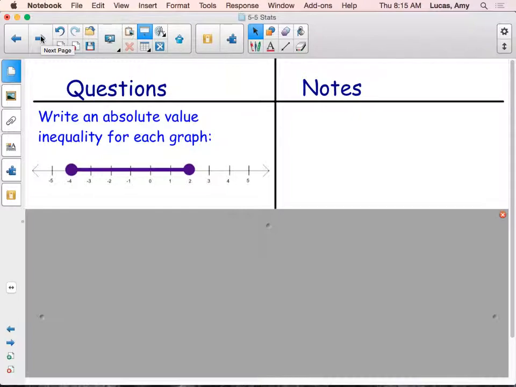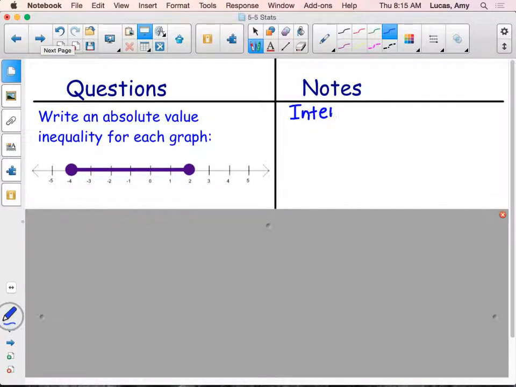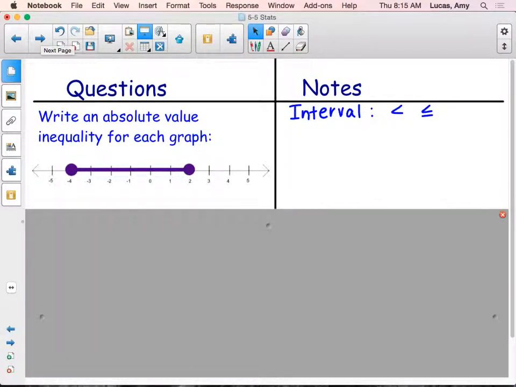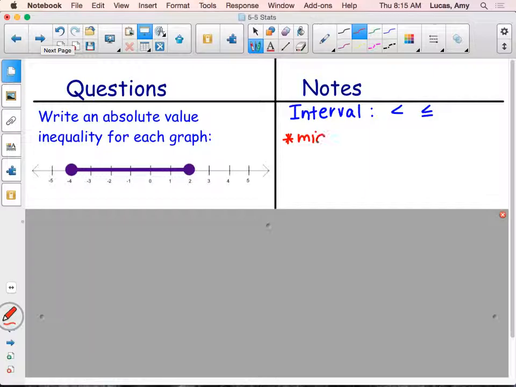The first thing that I want you to remember is that when it is an interval graph, it's going to be a less than or equal to absolute value inequality because we're talking about the distance away being less. So that means that it is closer to you if the distance away from you is less. So what we're going to do is find the midpoint first because that is the number that we are finding the distance away from. So the midpoint of this graph is -1.